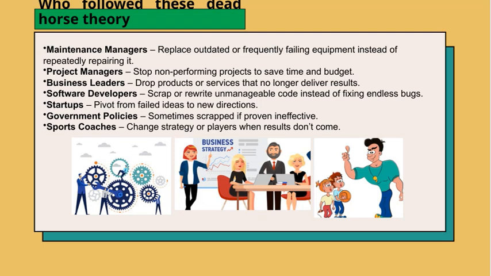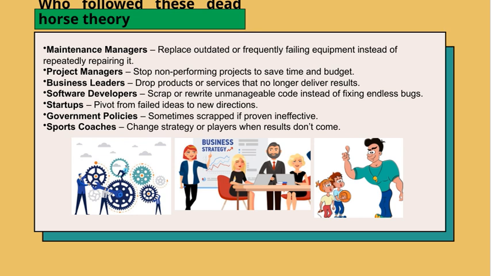Let's look at who has historically followed this dead horse theory. Maintenance managers, for example, often face the decision to replace outdated or frequently failing equipment rather than wasting time and resources on endless repairs. It's about recognizing when a fix no longer makes sense and making a smarter choice. Project managers also encounter this dilemma. Sometimes stopping non-performing projects is the best way to save time and keep budgets in check. Continuing down a failing path only drains resources and stalls progress.